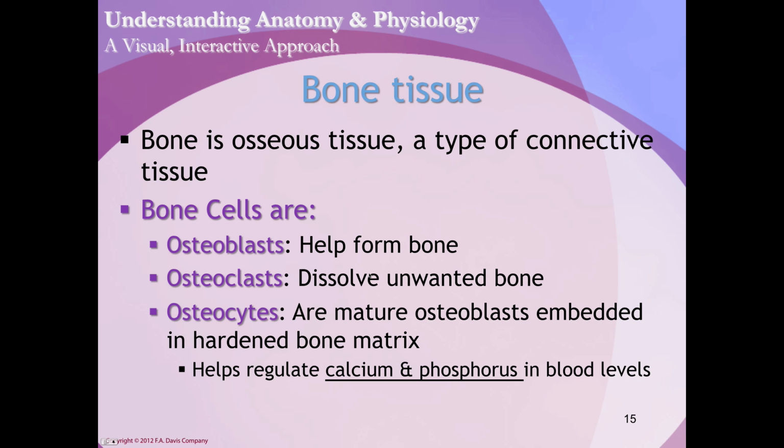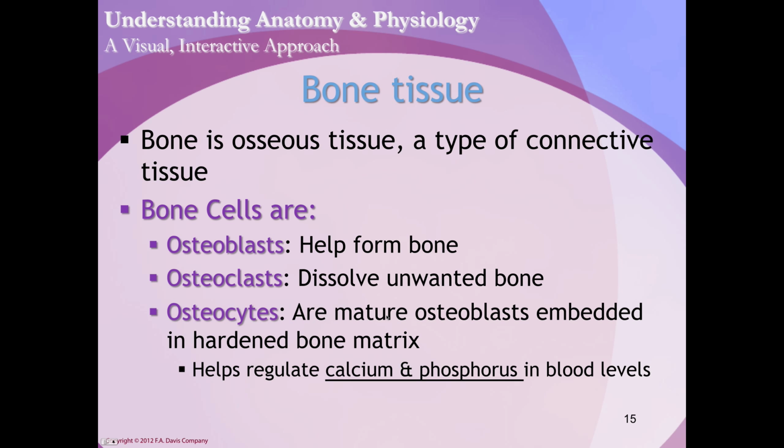All right, bone tissue. Bone is osseous tissue. It's a type of connective tissue. Bone cells are known as osteoblasts, osteoclasts, and osteocytes. So osteoblasts build bone. Osteoclasts consume bone. That's how I remember those.